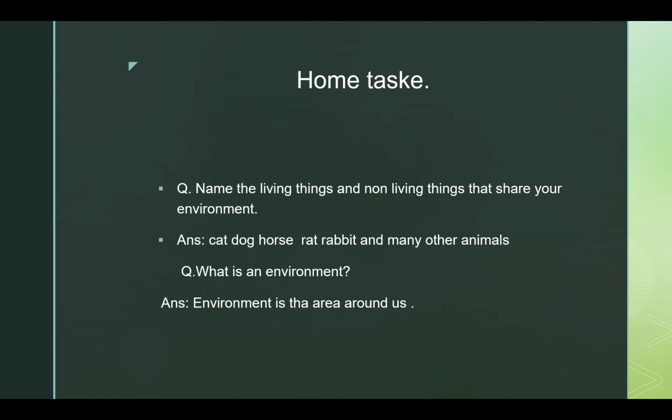If we describe our environment, we can say that environment is the area around us, which involves each and every thing, like living and non-living things. These things are involved in the environment.